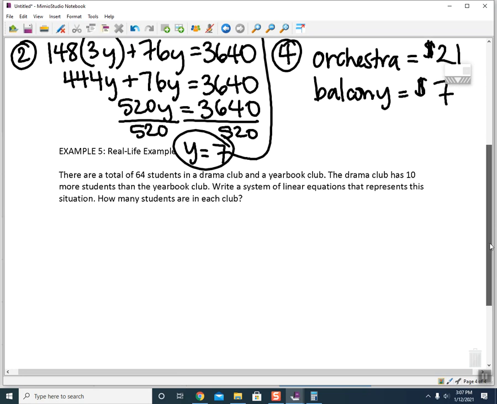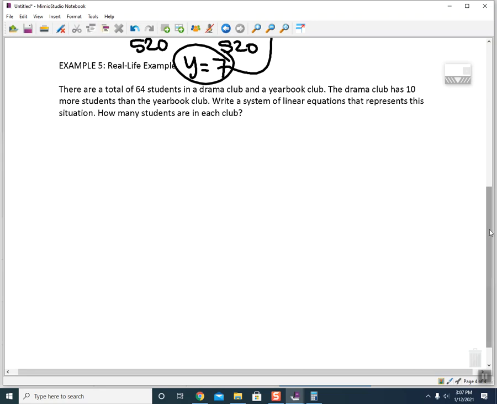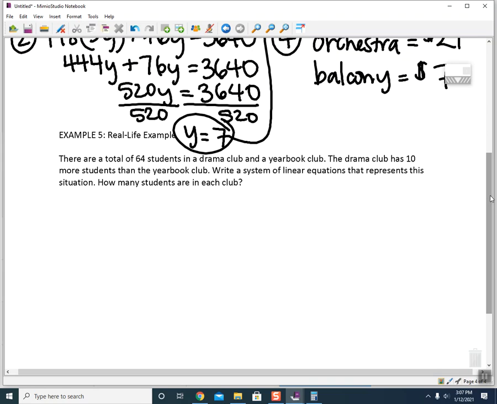This second one then I want you to set up on your own. So there's a total of 64 students in a drama club and yearbook club. The drama club has 10 more students than the yearbook club. Write a system of linear equations that represents the situation. So go ahead and set up your 2 equations and then solve to figure out how many students are in each club.